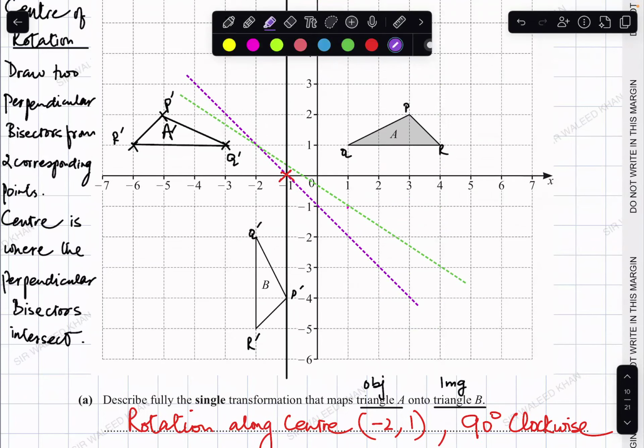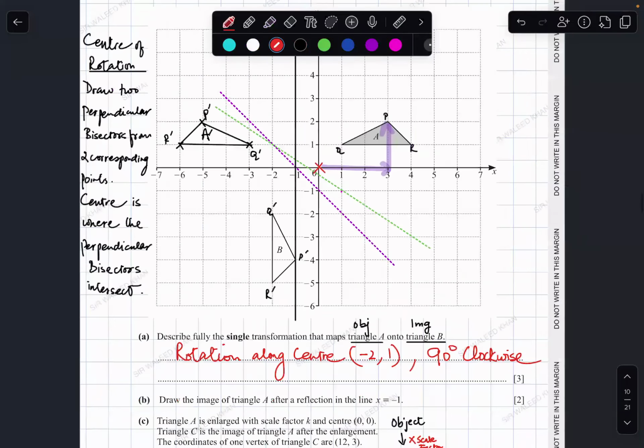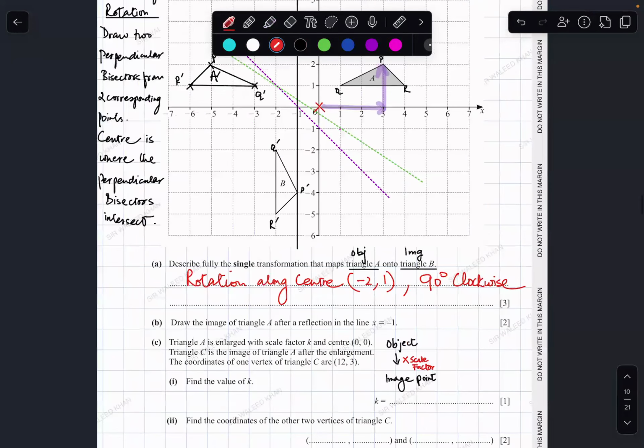Oh, I marked the center wrongly here. Wait, the center was not this. The center is over here, 0, 0. This is the center of enlargement, right? So where is Q from the center? Let's start with P. It's 3 places right and 2 places up. And you can see the coordinates are the same, 3 and 2, because we are dealing with the center as 0, 0, that is why the column vector and the coordinates will be the same.